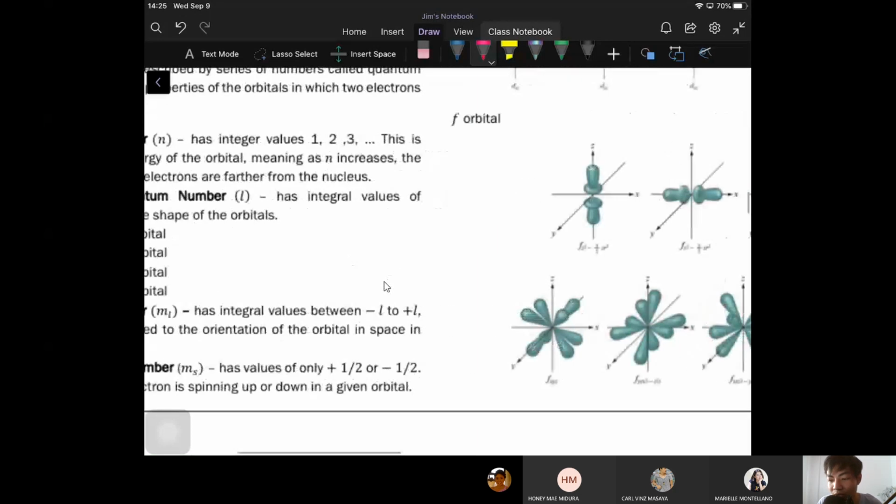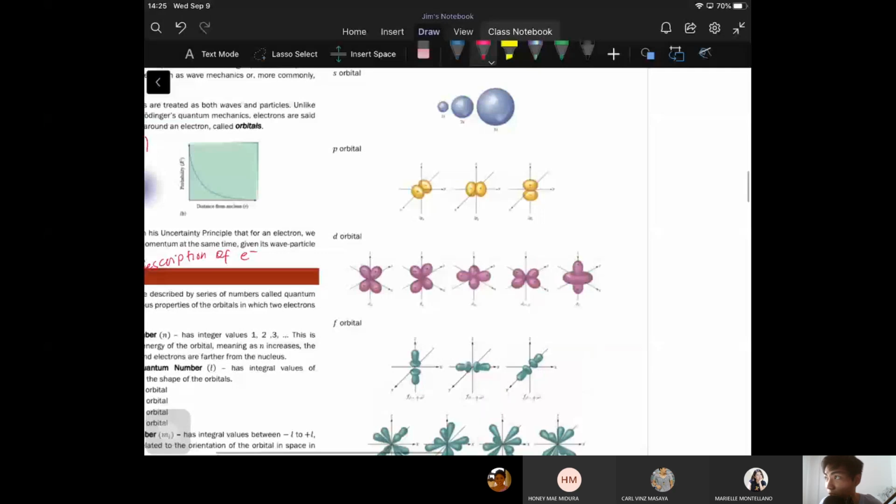And those are the shapes we can make. This is the s orbital, spherical. P orbital, dumbbell. D orbital, this one. F orbital, this one.